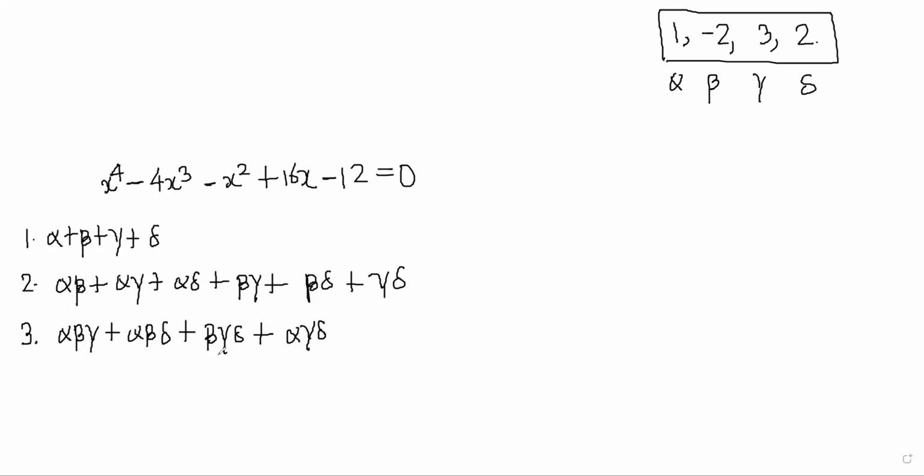You understand? There's no other 3 at a time pair. And finally 4 at a time, which is just the product of the roots. These 4 things are coming from Vieta's relations, and that is what we want to understand. Given an equation, you should be able to find these things by just looking at the equation.